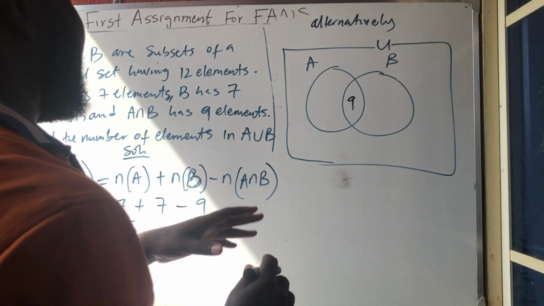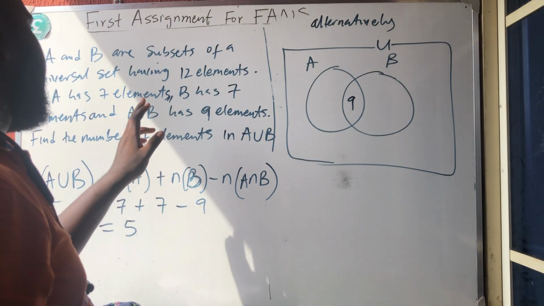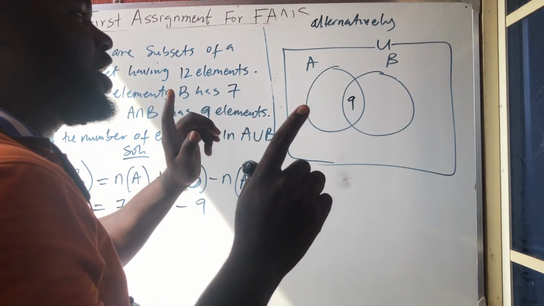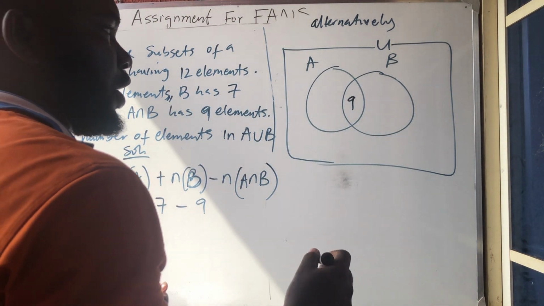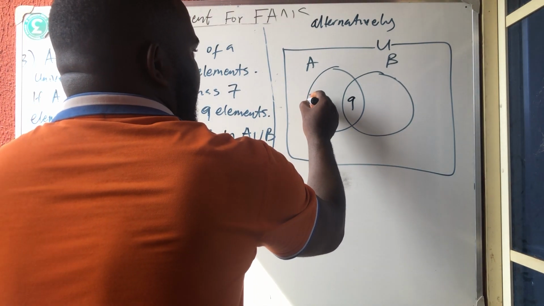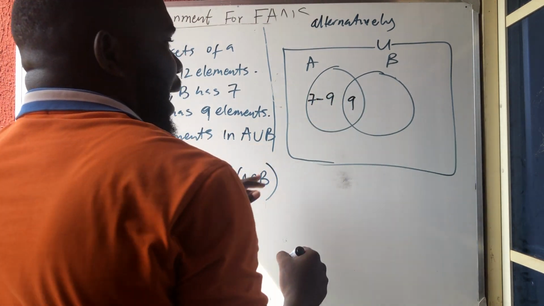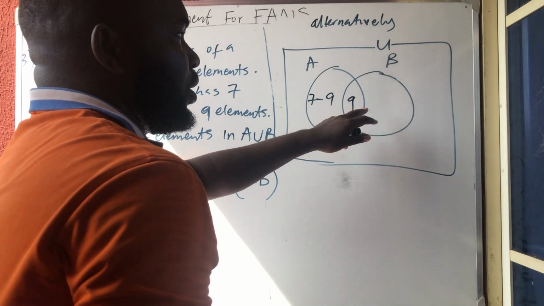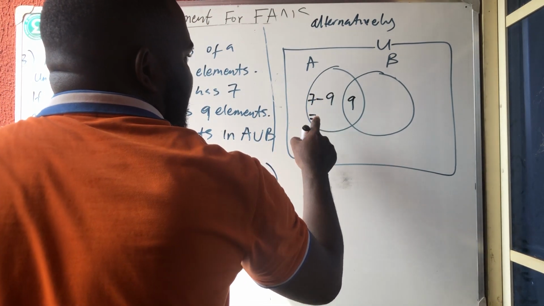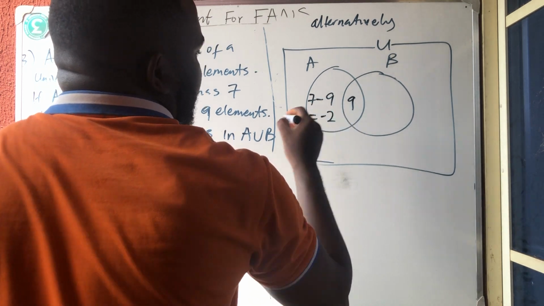Then let's go to one. They say that A has 7 elements. They did not say only. Had they said only, I would just write the 7 here. But because they did not say only, I will say 7 minus 9. You see, I did not use 9 first because 9 is the bigger one. It is A first, minus the intersection. So what I am having here is 7 minus 9, which will give you minus 2.